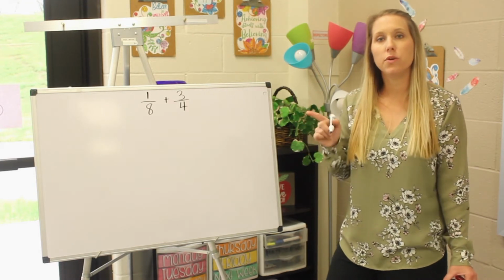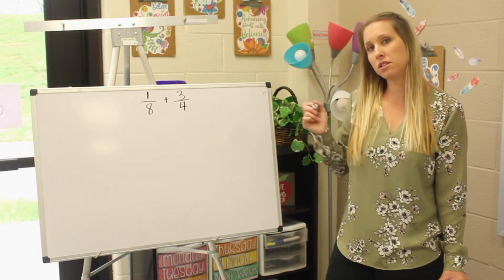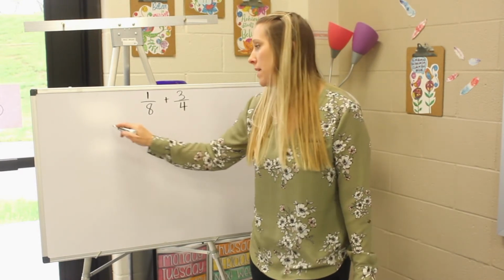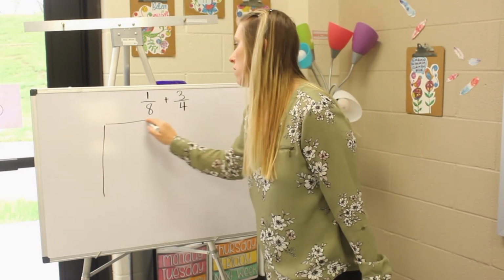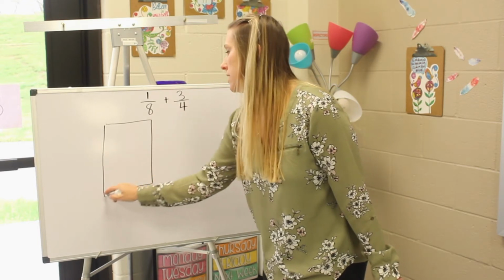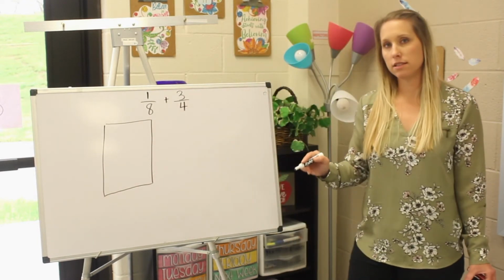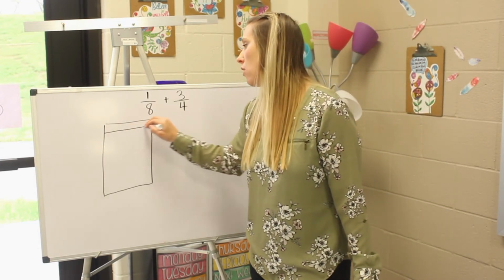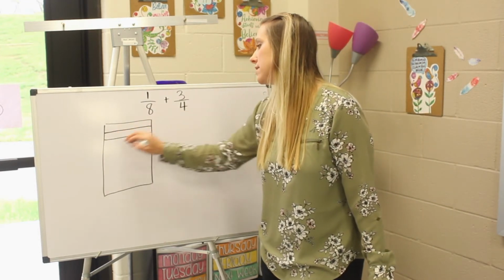What method did you use? Did you use a model? Let's start there. Let's model 1/8. That means my whole will need to be cut into how many pieces? 8. The denominator tells me my whole is going to be cut into 8 pieces.